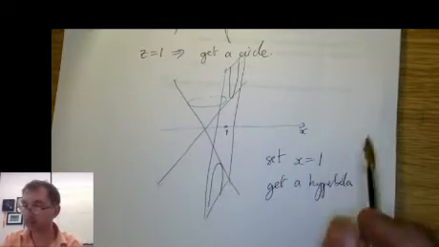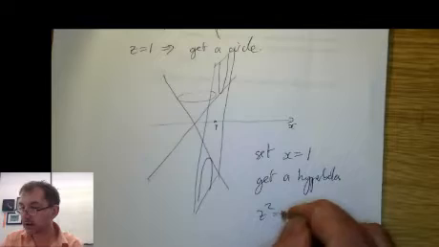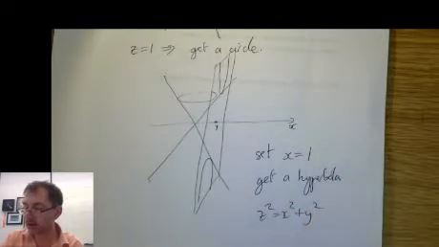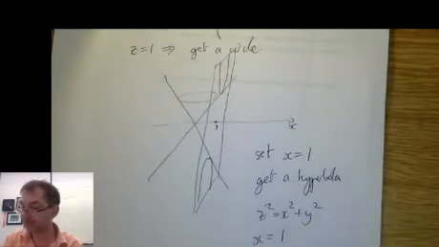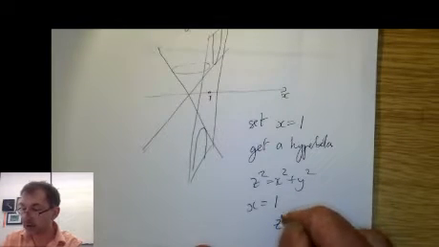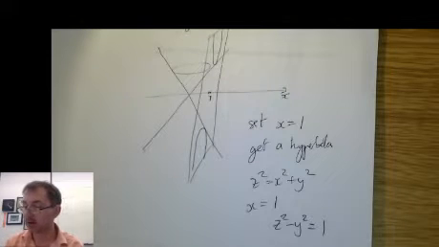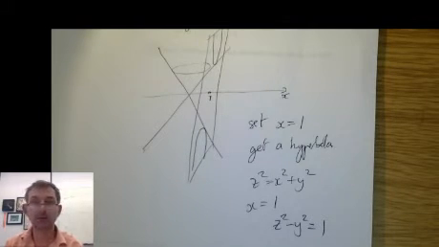And if you don't believe that, let's just plug it in here. If I've got z squared is x squared plus y squared, and I put x equals 1, then I get z squared minus y squared is 1, which is the equation of a hyperbola.